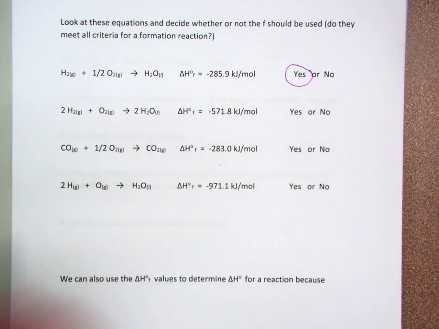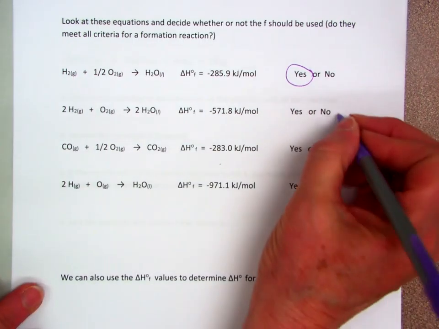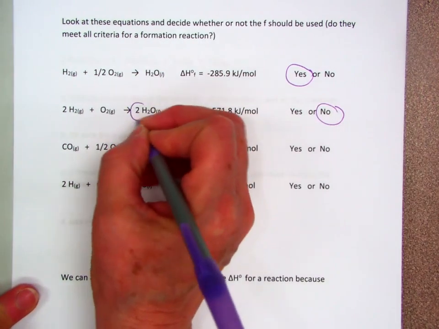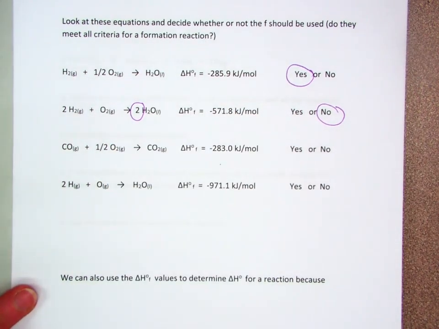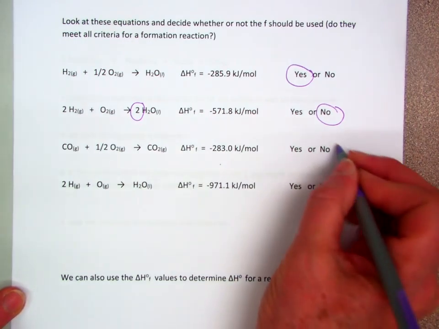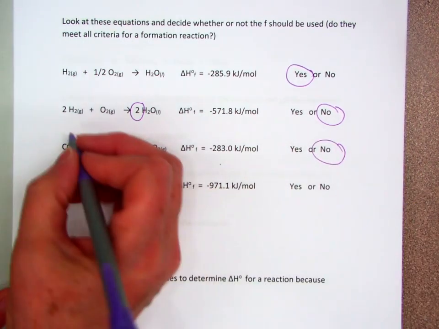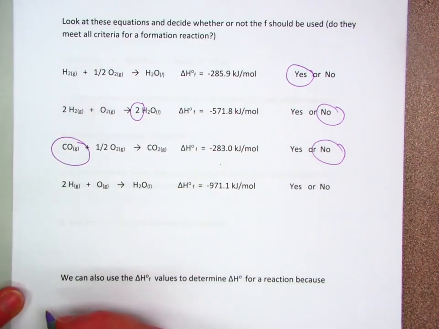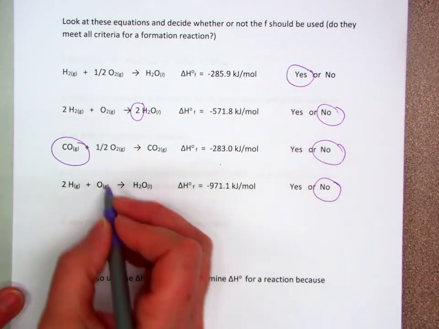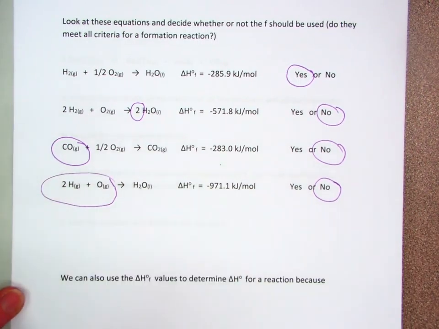How about the second one? No, why not? We have 2 moles of product, so that doesn't meet the criteria. How about the third one? Why not? This is not an element in its natural state. And how about the fourth one? No, why not? Hydrogen and oxygen are monoatomic in this, and it's got to be diatomic in its natural state.